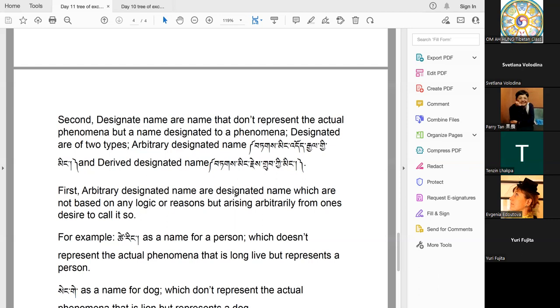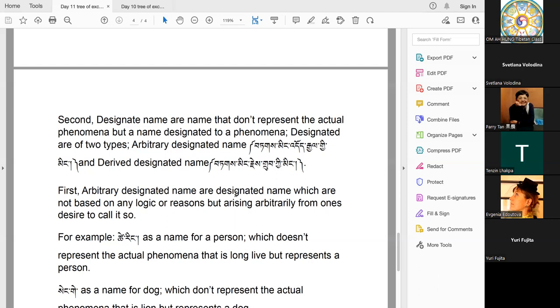So designated names are of two types: arbitrary designated and derived designated name, the one which has some reasoning and one which doesn't have any reasoning or logic. So first, arbitrary designated names are designated names which are not based on any logic or reasoning, but arising arbitrarily from one's desire to call it so.